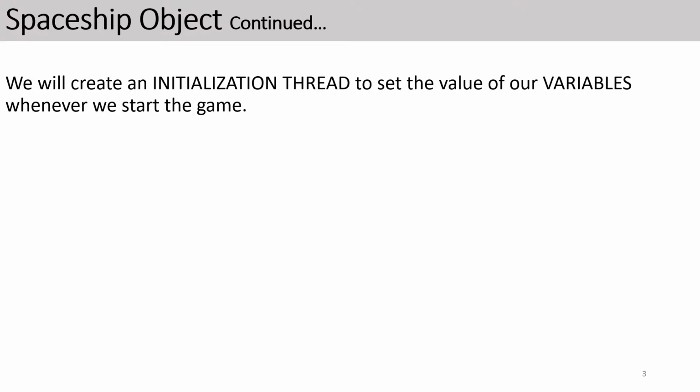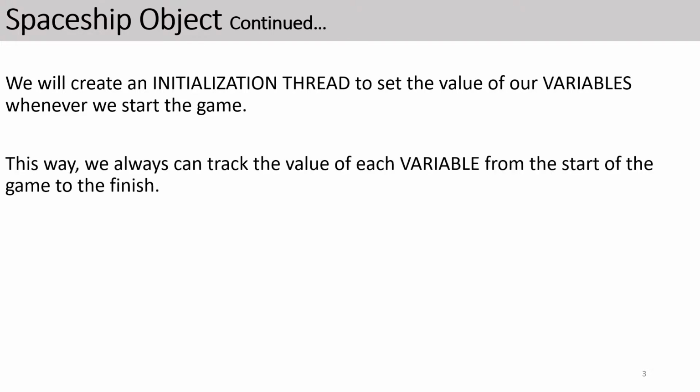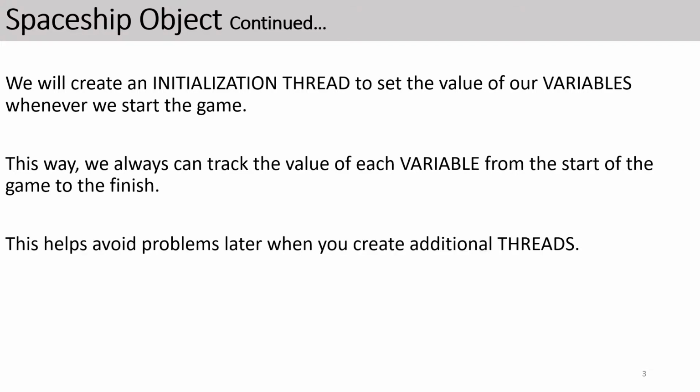We'll create an initialization thread to set the value of our variables whenever we start the game. This way, we can always track the value of each variable from the start of the game to the finish. This helps avoid problems later when you create additional threads.